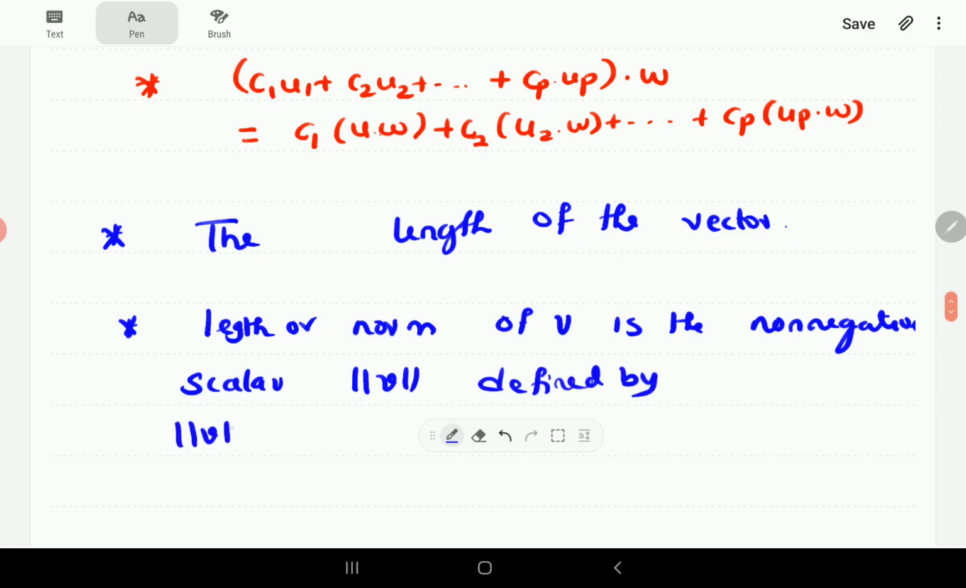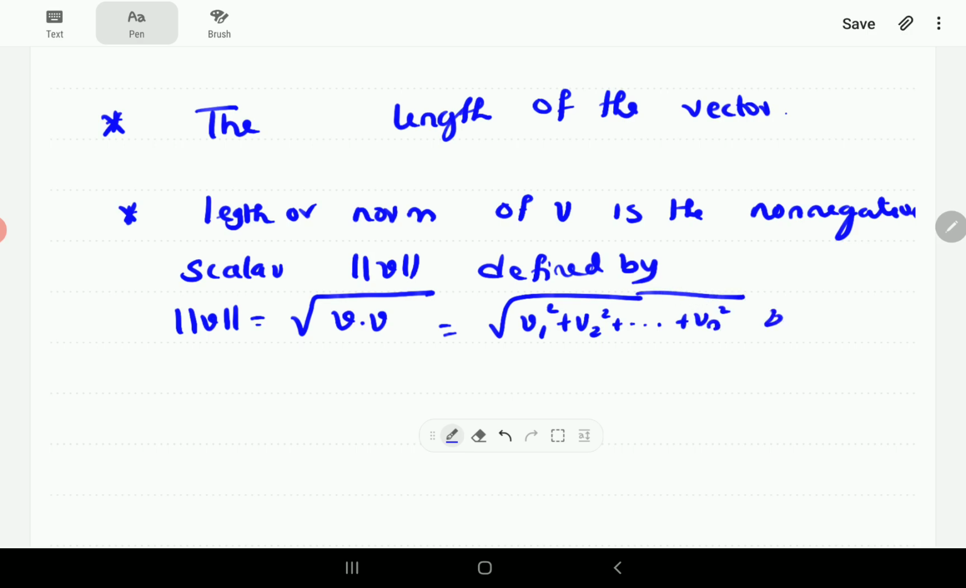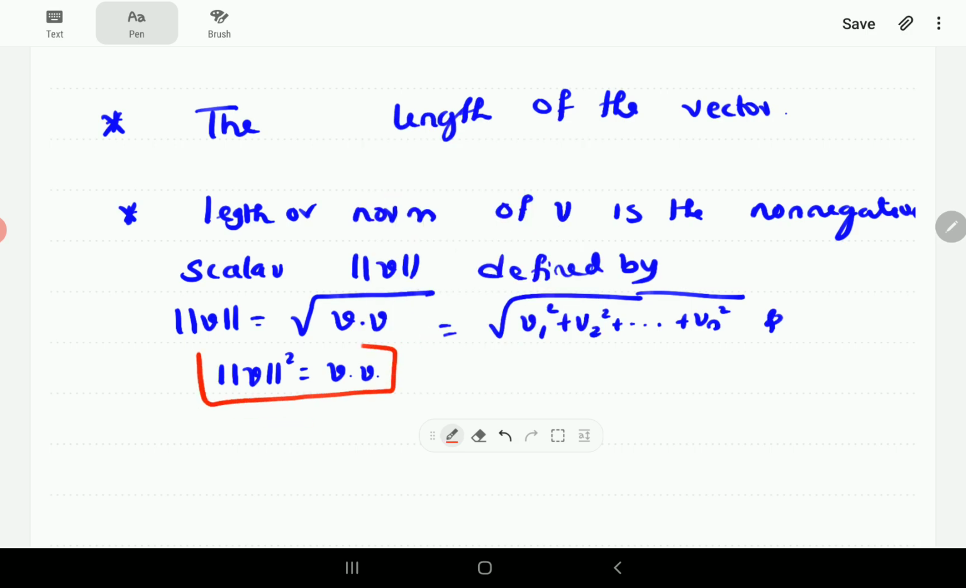norm v is equal to the square root of v dot v, where v dot v is the inner product of the vector. So the square root of the inner product of the vector, which is nothing but the square root of v1 squared plus v2 squared, and so on up to vn squared. And if I take the square of the norm, that is simply v dot v. So this is very important. This is how we define the length of the vector.